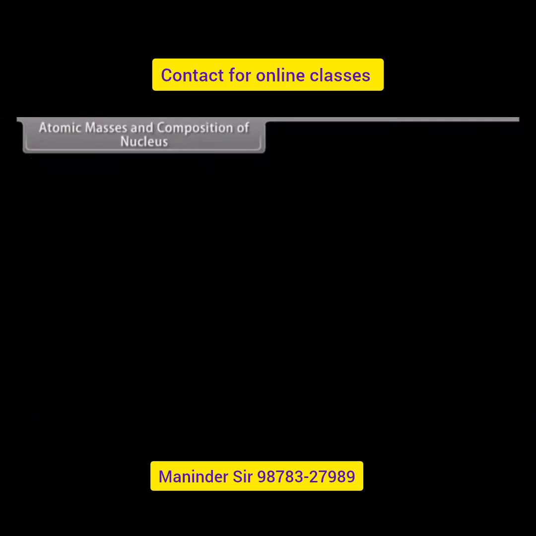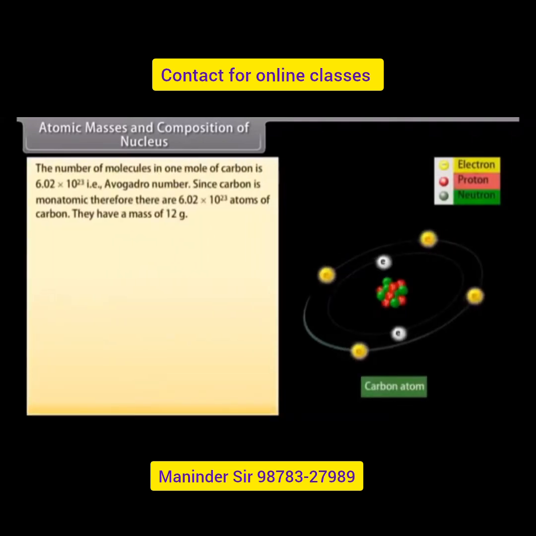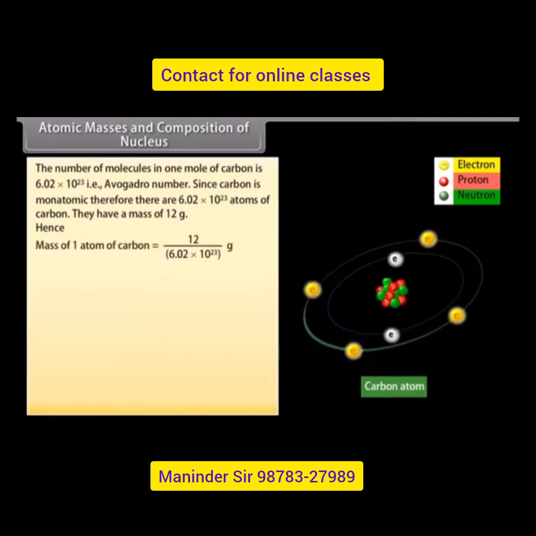Atomic masses and composition of nucleus. The number of molecules in 1 mole of carbon is 6.02 × 10^23. That is Avogadro number. Since carbon is monoatomic, there are 6.02 × 10^23 atoms of carbon. They have a mass of 12 gram. Hence, mass of one atom of carbon is equal to 12 by 6.02 × 10^23 gram, which is equal to 12 by 6.02 × 10^26 kilogram.